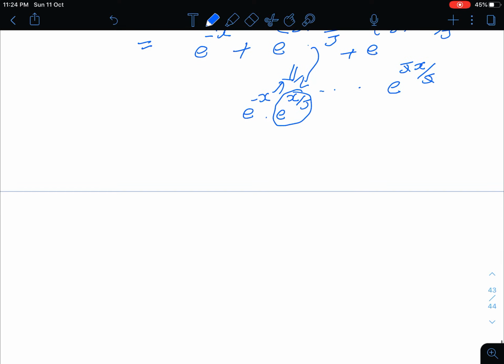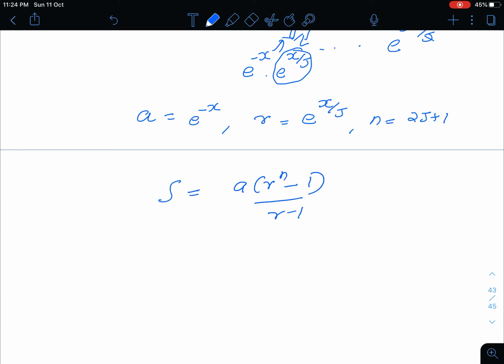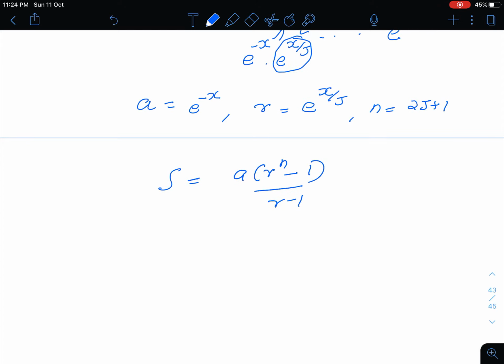So usually the first term, which is represented as a, is e raised to minus x. The common multiplier is e raised to x by j. And how many terms? n. Number of terms is 2j plus 1. So the sum is usually given as a into r raised to n minus 1 divided by r minus 1. That is a definite number of terms. Infinite allata definite number of summation angle a into r raised to n minus 1 divided by r minus 1.